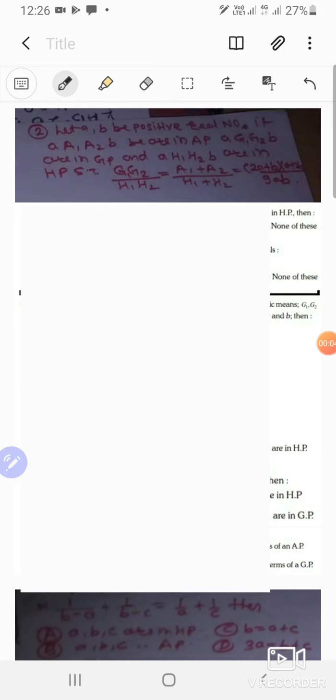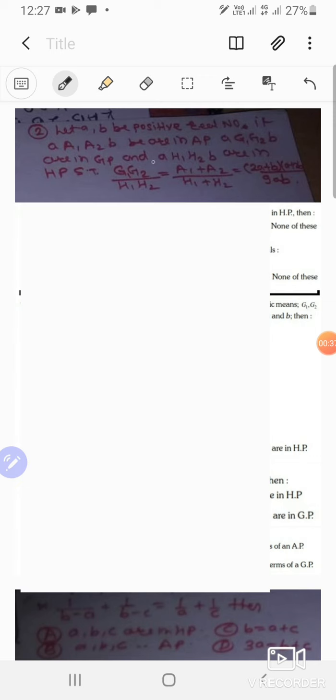So suppose a, b are two positive real numbers. If a, a1, a2 and b are in AP, and a, g1, g2, b are in GP, and a, h1, h2, b are in HP, then show that g1 g2 upon h1 h2 equals a1 plus a2 upon h1 plus h2 equals (2a plus b)(a plus 2b) upon 9ab. It should not be too difficult.